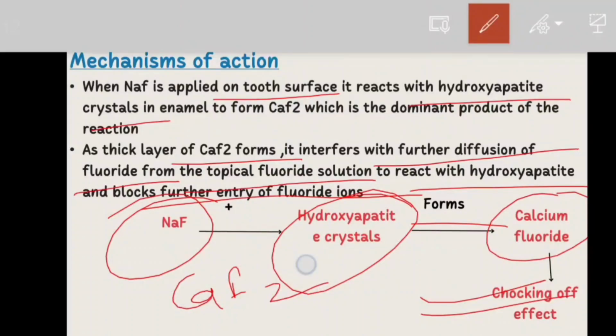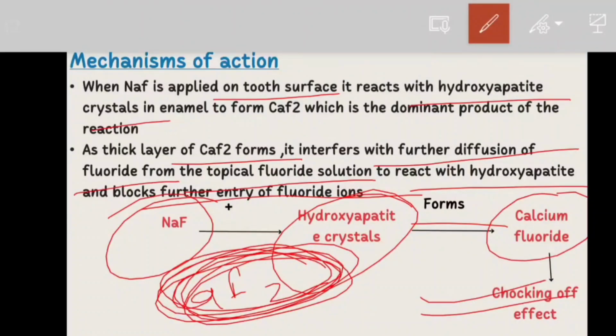Okay, so here the dominant product formed is the calcium fluoride. So visually what happens, as a thick layer of calcium fluoride is formed, it interferes with further diffusion of fluoride from the topical fluoride solution toward the hydroxyapatite. So in simple words, this calcium fluoride layer acts like a barrier. It blocks further entry of the fluoride ions. Okay, so what is this phenomenon called? Yes, that is the choking off effect. The sudden stopping or reduction of fluoride entry is called the choking off effect.